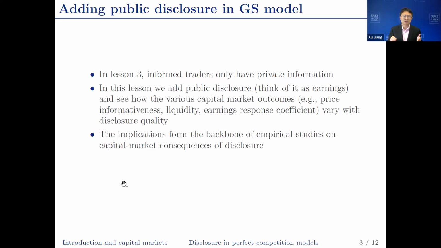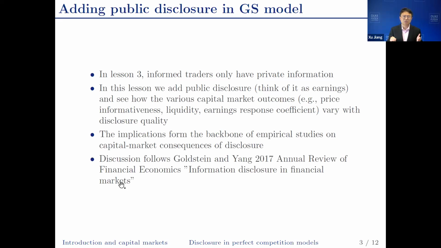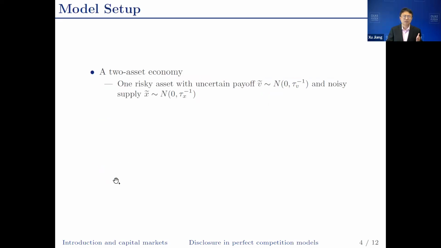The implications, in particular the comparative statics, form the backbone of empirical studies on how disclosure quality affects the capital market. The discussion is based on Goss and Young 2017, Annual Review of Financial Economics. If you want to know more details, go check that paper. Now let's look at the model.